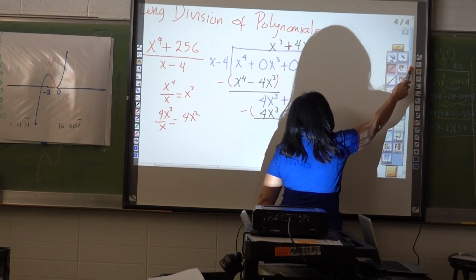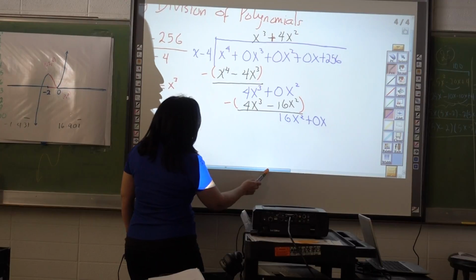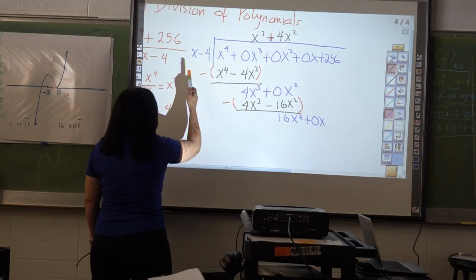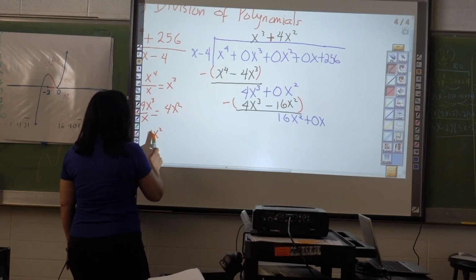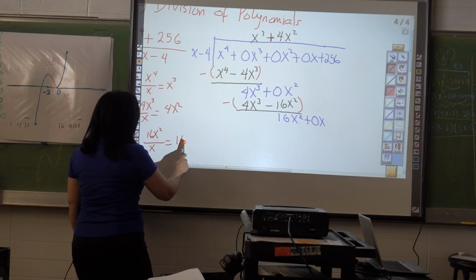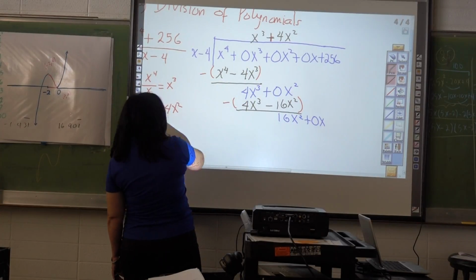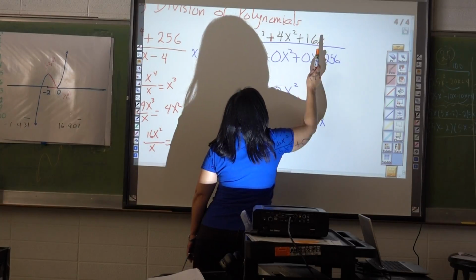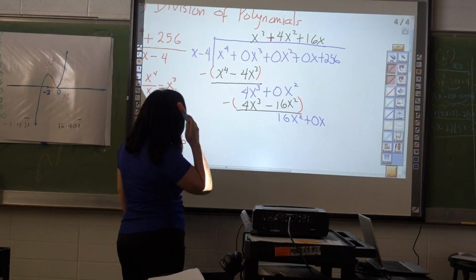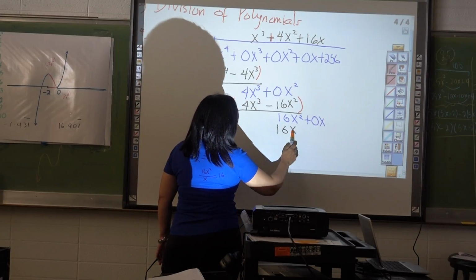Like I said, it's exactly the same process. I'm just working with zeros because we have several missing terms. 16x squared over x, you can do it here. 16x squared over x is 16x. That goes on top of the x. So plus 16x. Multiply 16 times x. 16x times x is 16x squared. So we have 16x squared here.